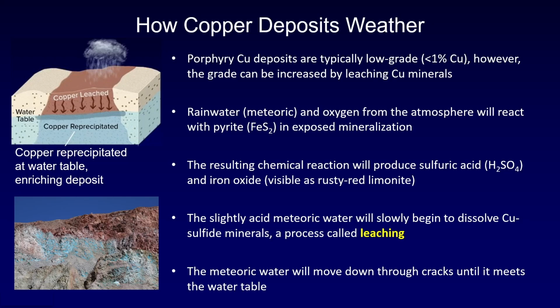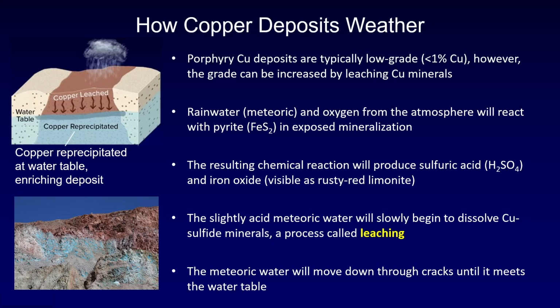Okay, so the next thing we're going to concern ourselves with is, well, how do these copper deposits weather? And this is very, very important, especially for porphyry copper deposits. So porphyry copper deposits are typically quite low grade. So they're going to be less than 1% copper, with the majority of them being less than 0.5% copper. However, the grade can be increased by leaching copper mineral.